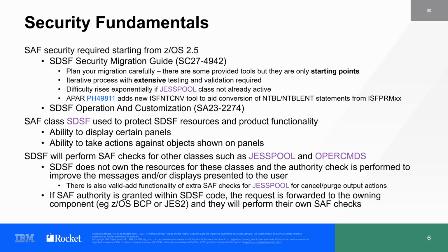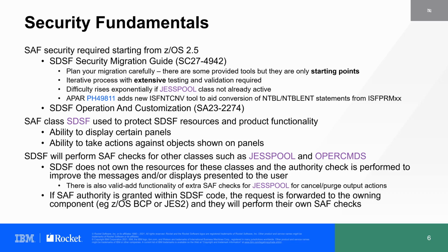But we don't own the resources behind it. We don't own the sysout JESSPOOL class profiles. We don't own the operator commands that we might be trying to issue. So when we do these calls to JESSPOOL and OPERCMDS, we're trying to give you a nice message back if you've not got access and things like that. When the resultant thing happens, maybe you do an action against a row on an SDSF panel, it generates an operator command. Even if we say, yeah, okay, you're good to go, the BCP component that receives that command will make that SAF check independently of us. Okay?